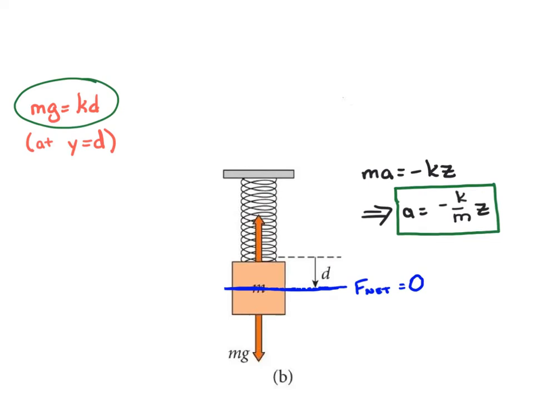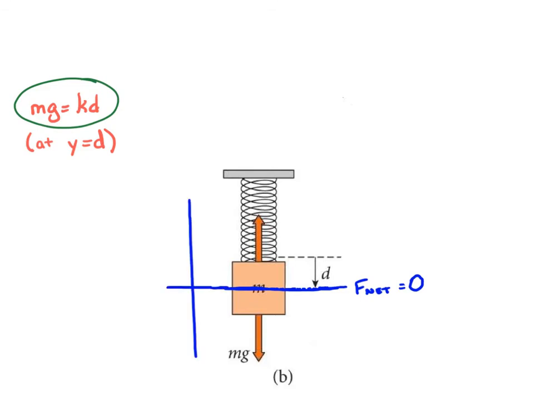If a fresh coordinate axis is drawn at that point where the net force on the block is 0, we can label it however we want, and the motion of the block can always just be described as a equals negative k over m times the displacement, where the displacement is measured along our chosen coordinate axis.